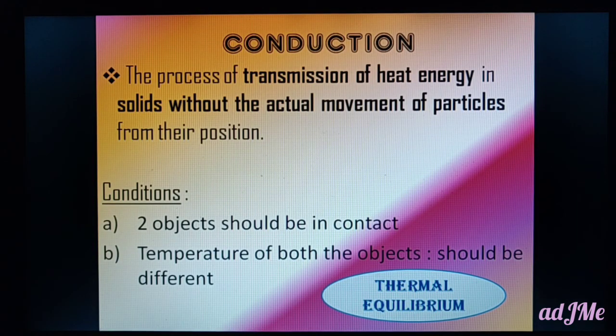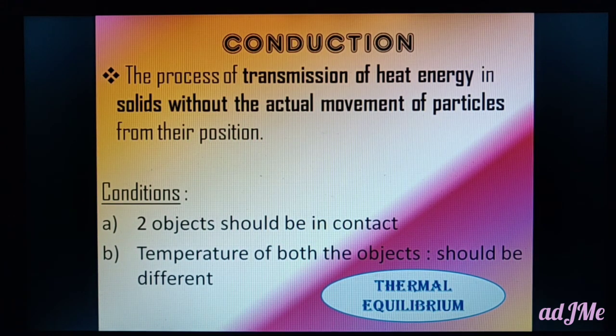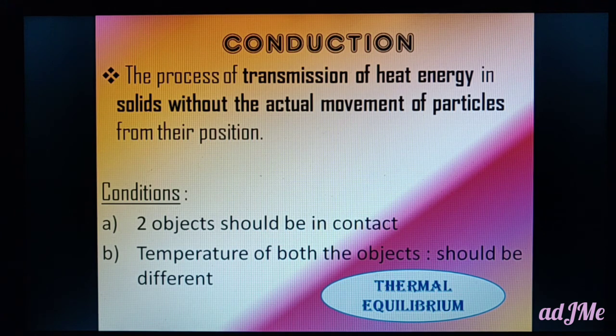Now let us learn the definition of conduction. What is conduction? Before, I didn't give any definition. I just gave you an idea, but now let us learn the definition of conduction. Conduction is the process of transmission of heat energy. So I would like to note that conduction, convection, radiation, all these three types are none other than the process of transmission of heat energy. But here the conduction is the process of transmission of heat energy in solids, without the actual movement of particles from their position.